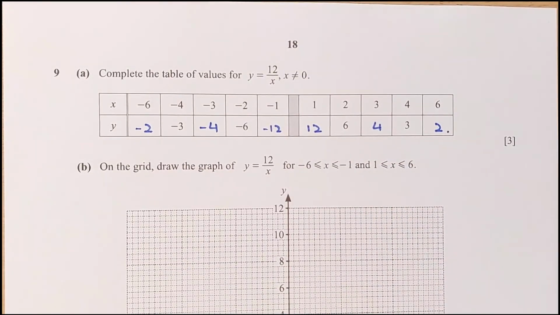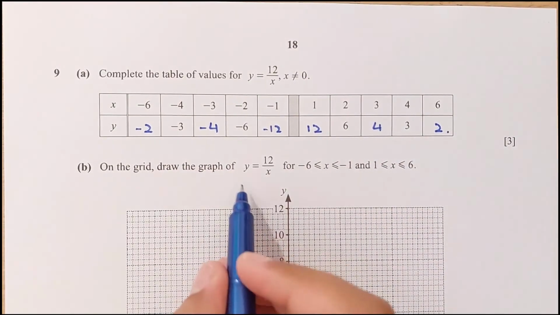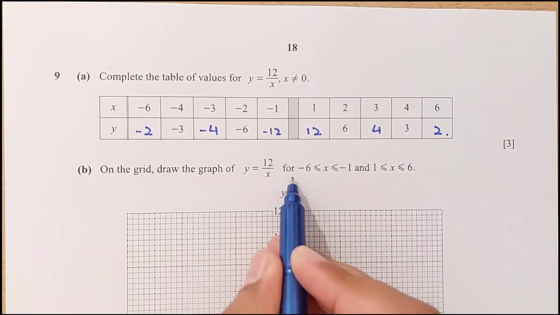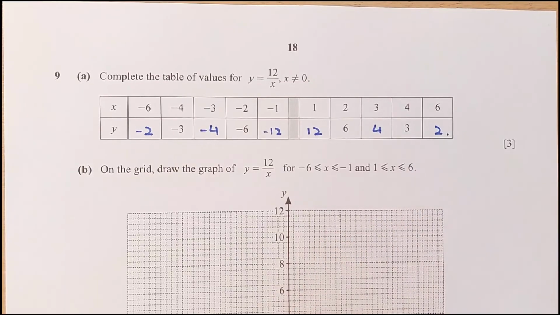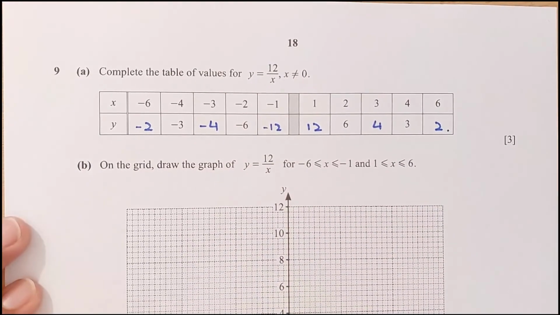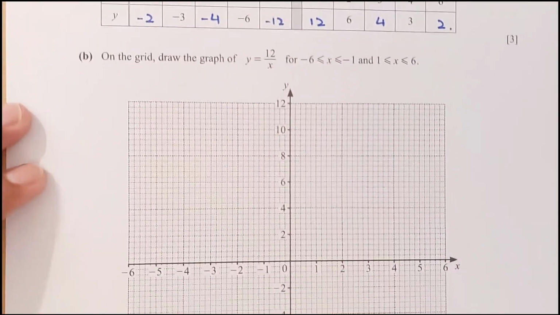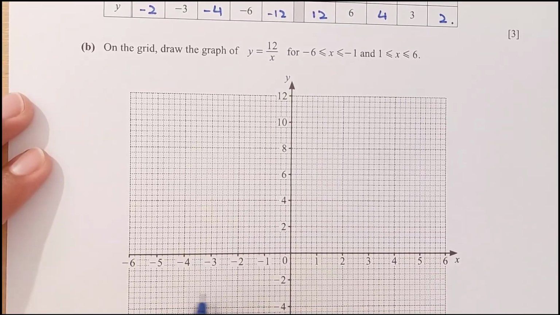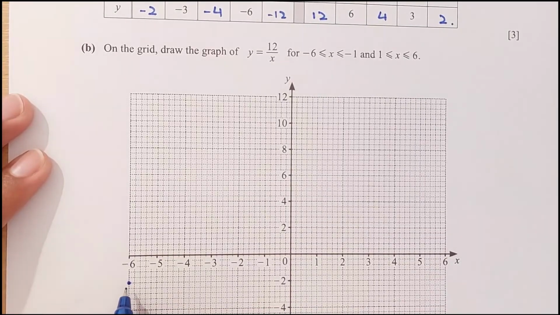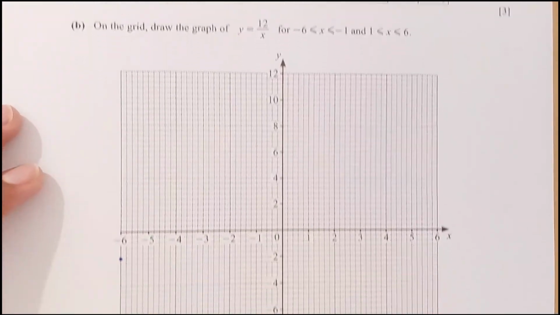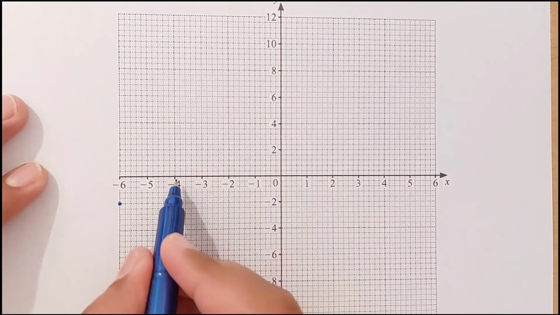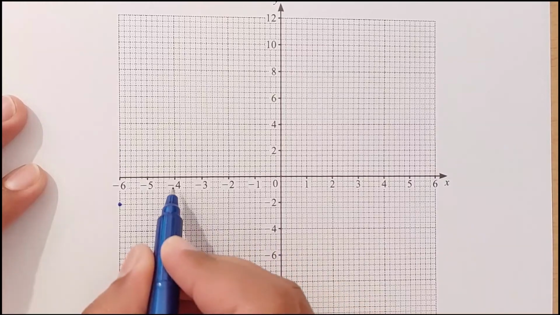Now for part B, on the grid, draw the graph of y equals 12 by x, where x is between minus 6 and minus 1, and 1 and 6. Okay, so let's plot the points. Minus 6 and minus 2, this point, right? And then we have minus 4 and minus 3. When x is minus 4, y is minus 3. Minus 4 and minus 3 is over here.